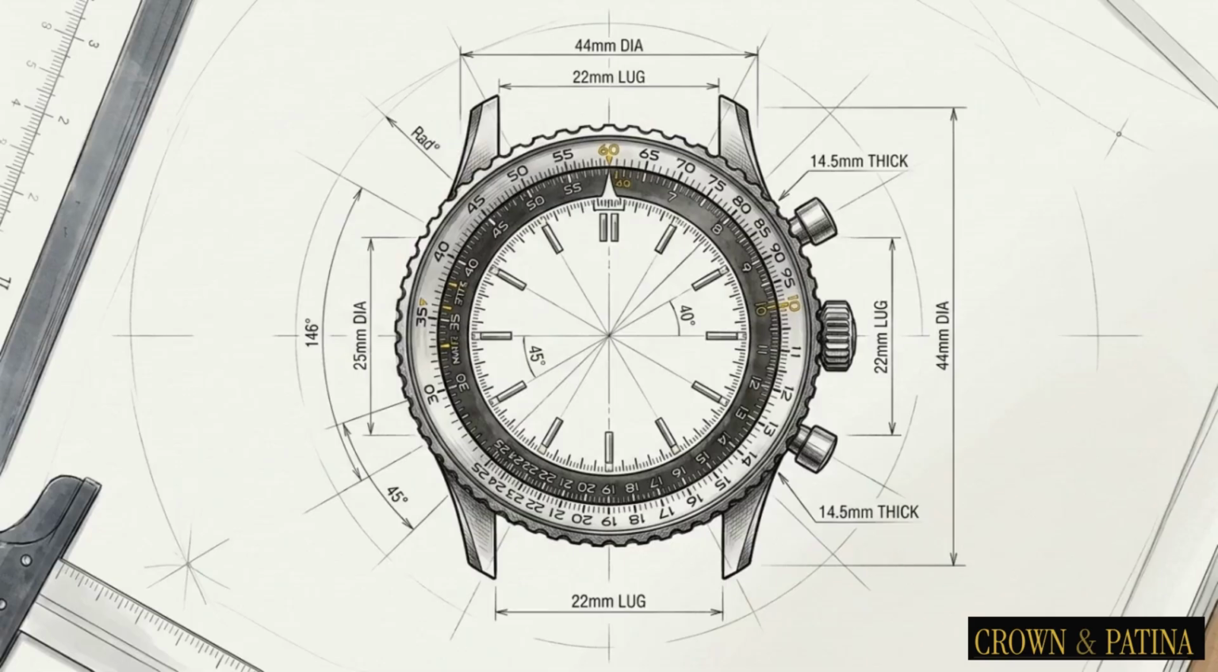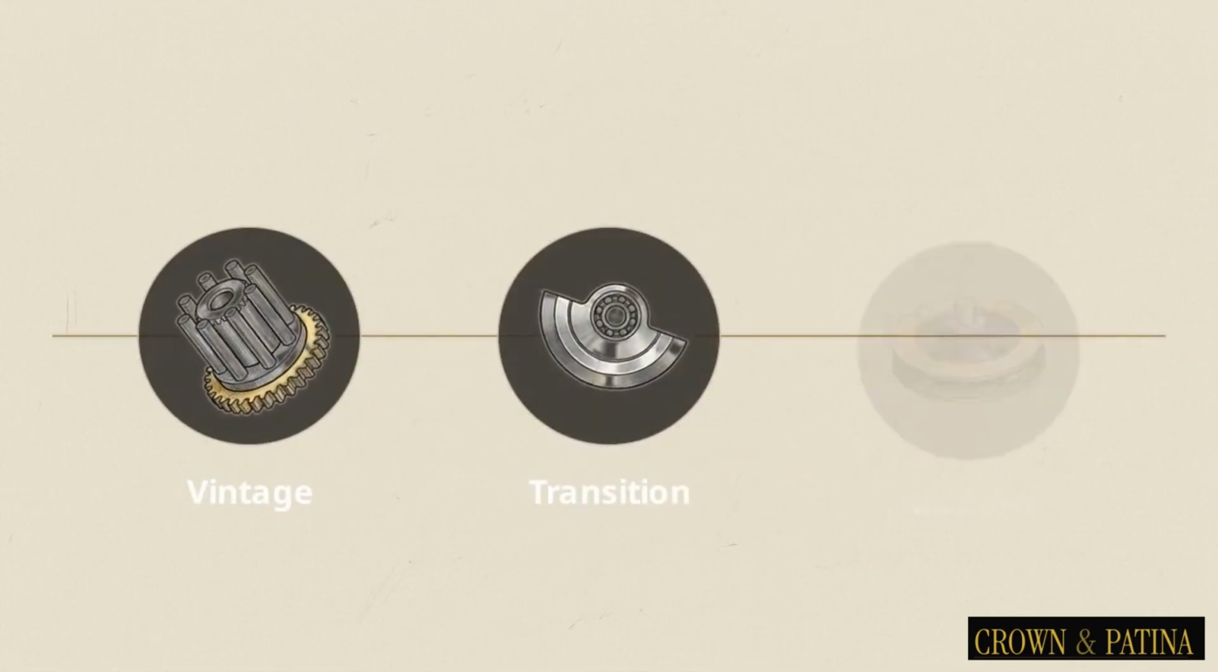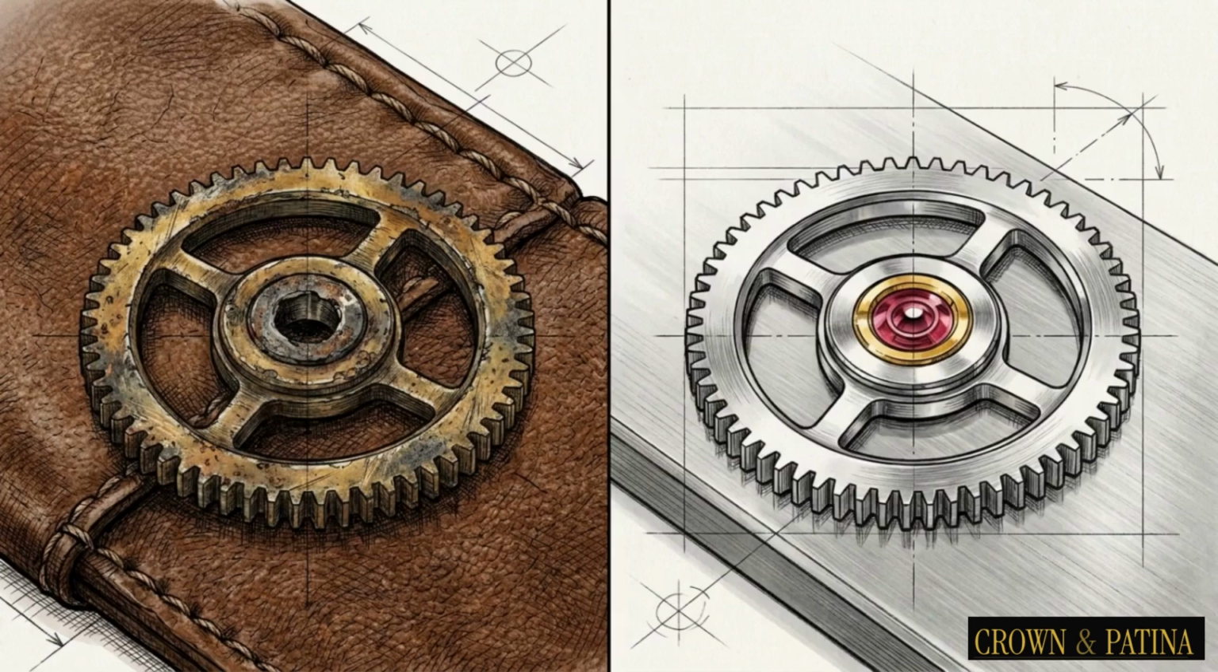To navigate this, we need to map out how that intimidating slide rule actually works and decode the 3 major eras of Navitimer movements. Selecting a Navitimer is a direct decision between historical horological purity and modern, everyday reliability.